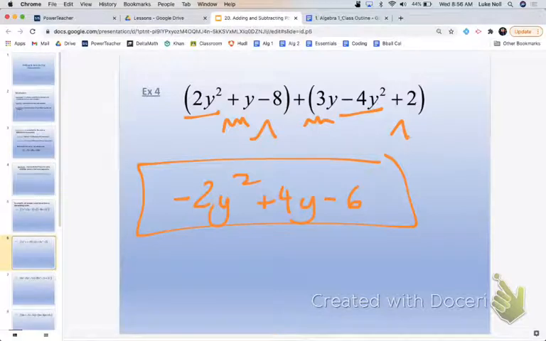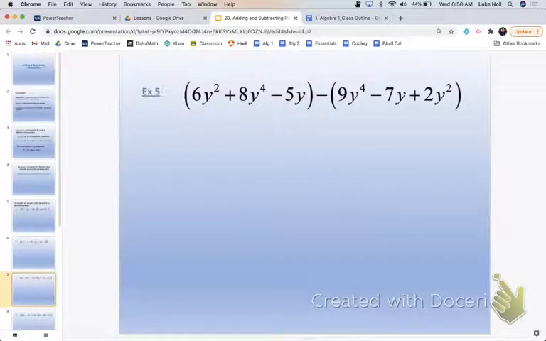Now, what would you have done if, pretend there was a 3y to the third here, and it had no other like terms? What would you have done with it? Leave it as, yeah, just leave it as 3y to the third and put it as part of your answer, right? If it has no other like terms. It just so happens that all three of these had like terms over there. That doesn't always happen, though. Okay?